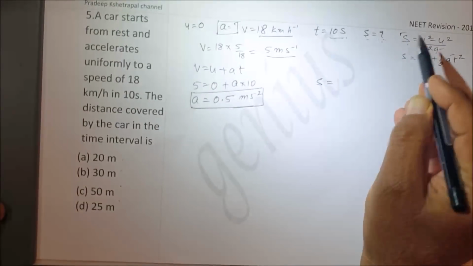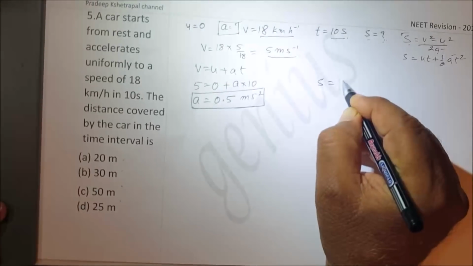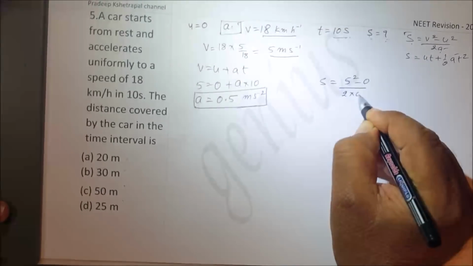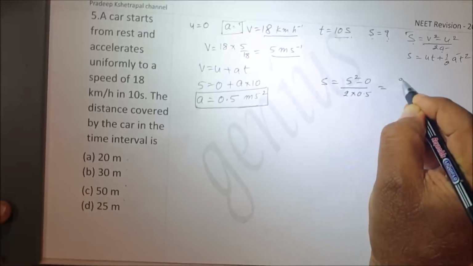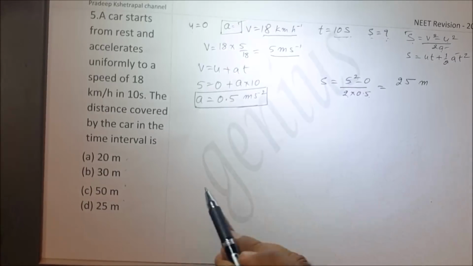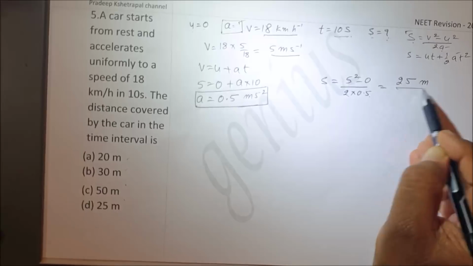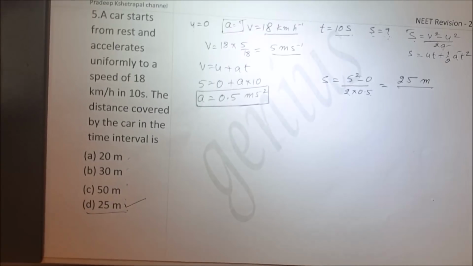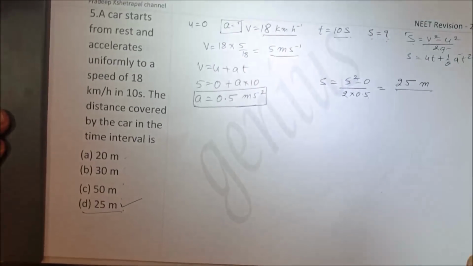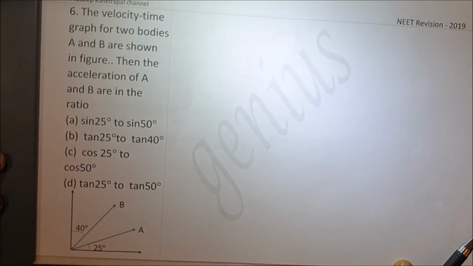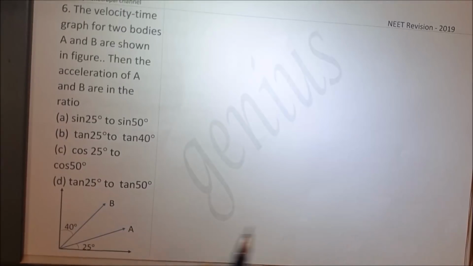S is equal to V square, that is 5 square, minus 0 upon 2 into A, which is 0.5. So this is 5 5s are 25 upon 1, that is equal to 25 meters. So S is equal to 25 meter, and we have it here. S is equal to 25, option D. So now we go to the next question. The next question says, the velocity time graph for two bodies A and B are shown here.